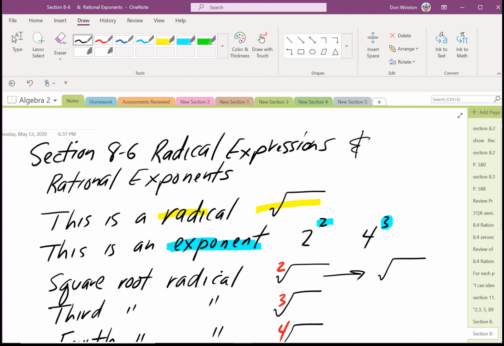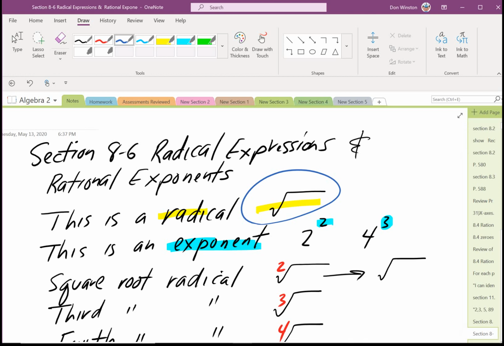Okay, so a couple of terminology items here. What's a radical? Well, you're used to looking at it as the square root symbol. So the radical looks like that square root symbol. And then an exponent is always the number that a power or base is raised to.